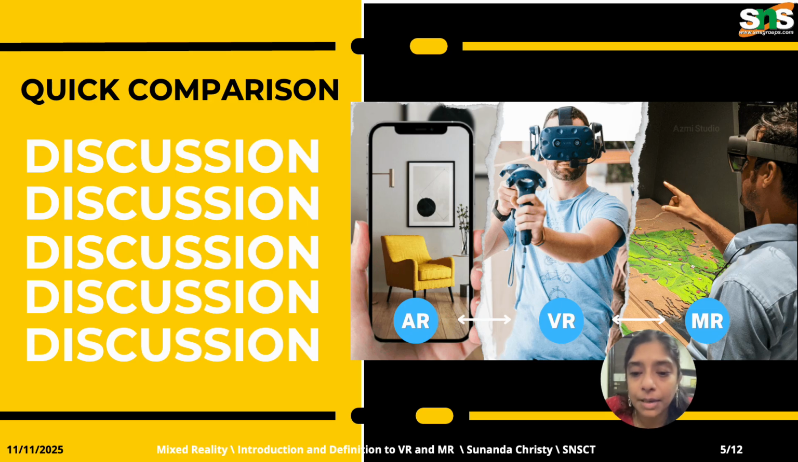So let's have a quick comparison. When we compare, we have AR, VR, and MR. So this is the main difference between AR, VR, and MR. When it comes to AR, this is how it gives the mapping and the details, whereas with VR, we have a virtual reality where, compared to AR, we can visualize it. But when it comes to MR, we can straight away do it in the real world also.